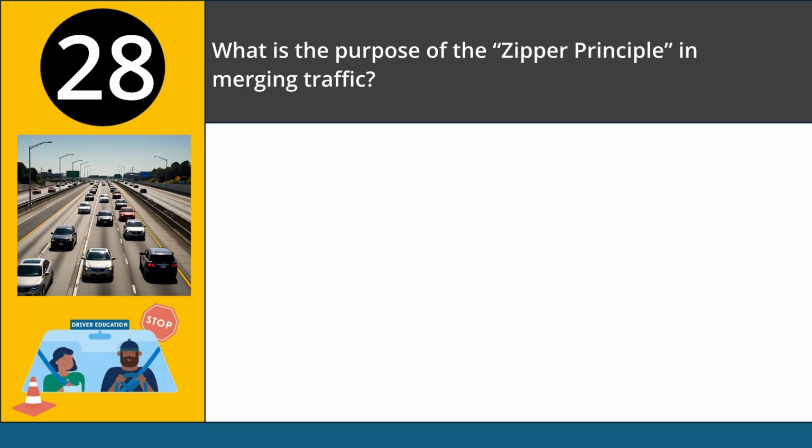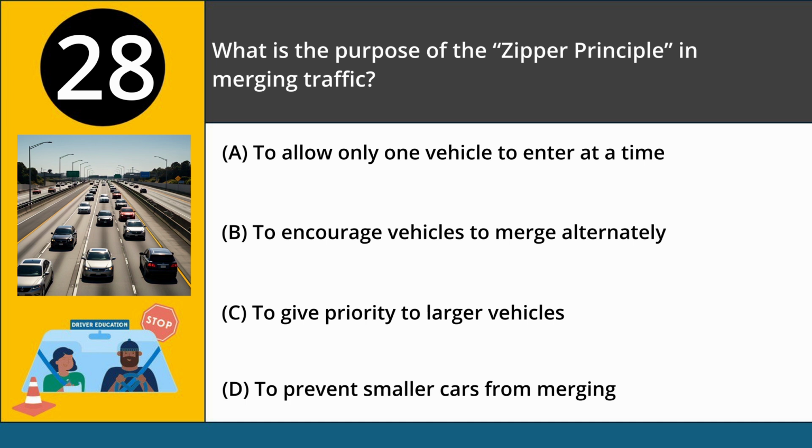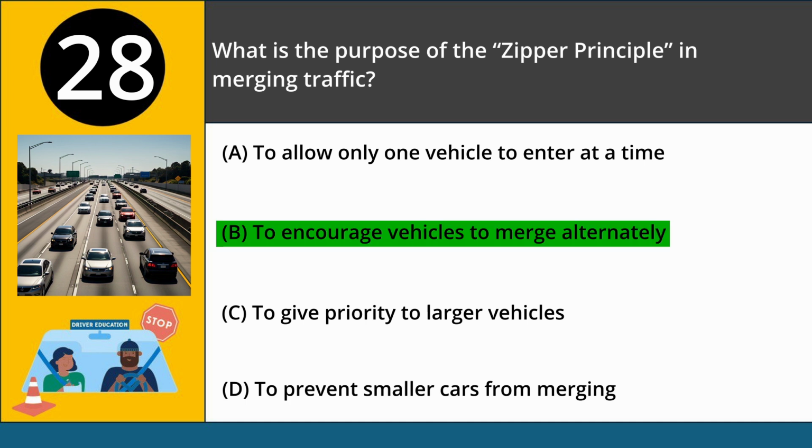What is the purpose of the zipper principle in merging traffic? A. To allow only one vehicle to enter at a time. B. To encourage vehicles to merge alternately. C. To give priority to larger vehicles. D. To prevent smaller cars from merging. Answer. B. This principle ensures smooth merging during heavy traffic.